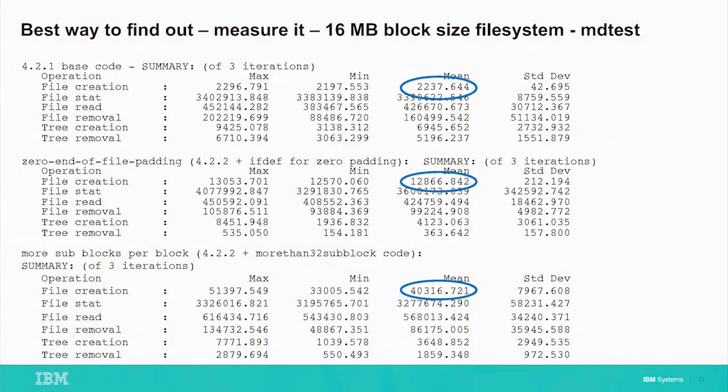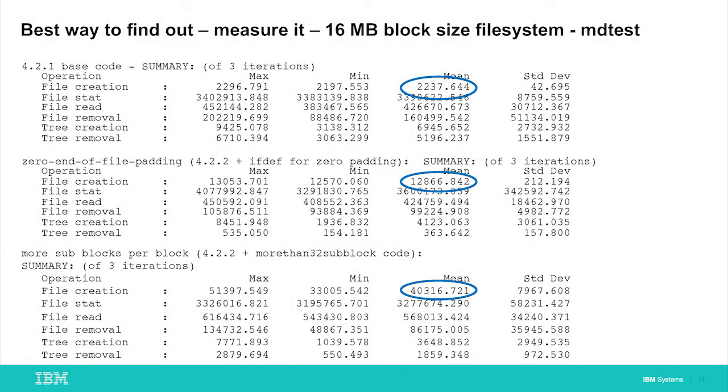And so the real solution is the last one, where we took the 422 code and basically enabled the more than 32 subblock code. So what you see now is the rate goes up to about 40,000 creates per second. Again, this is all the same hardware. There is no difference in hardware. There is no difference in setup. The test is always exactly the same test. The only difference is the second one has zero padding enabled and the third one has more subblocks.